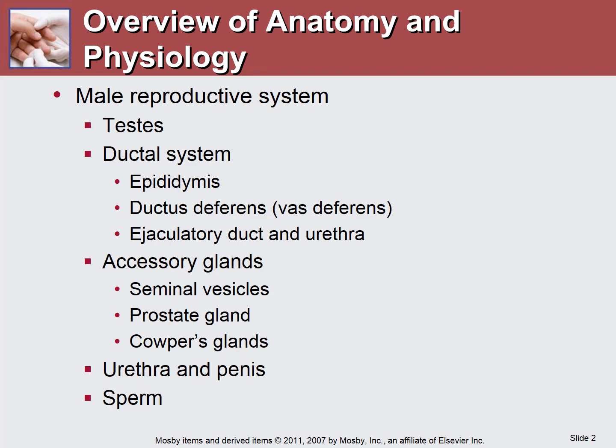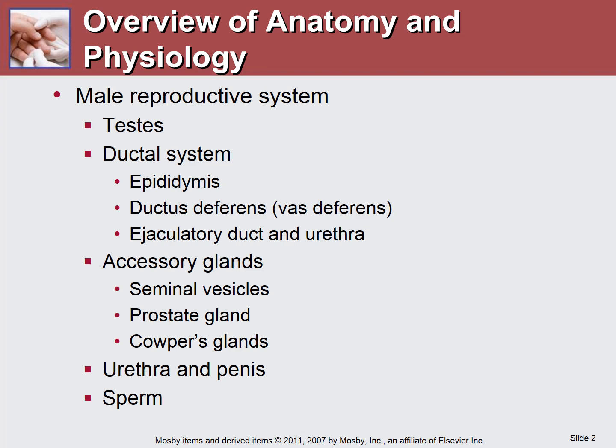Those are internal structures that house or hold the sperm. This is where it takes place here. You have your ductal system: epididymis, vas deferens, ejaculatory duct, and urethra. And then you have other accessory organs such as the prostate gland.